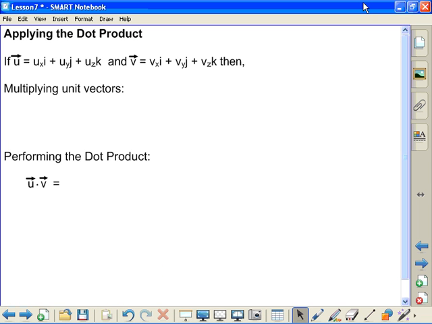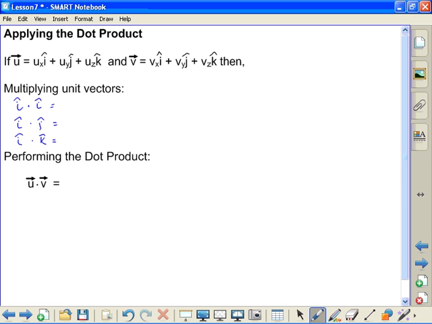Okay, now what happens if the two vectors in our dot product are not given to us with angles? What happens if they're in unit vector format? So if you go through and put some unit vector hats on there for me, we have to talk about what happens when you multiply unit vectors together. For example, what happens when you take the dot product of i dot i, i dot j, and i dot k?